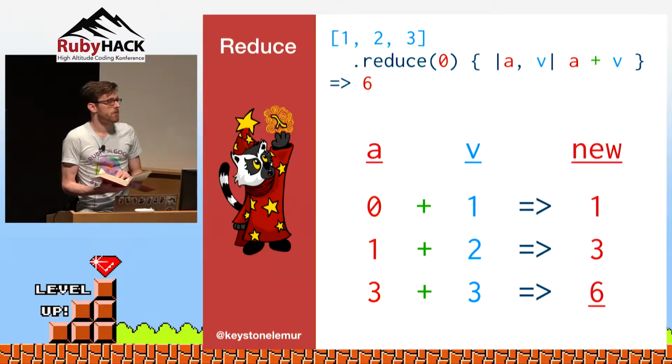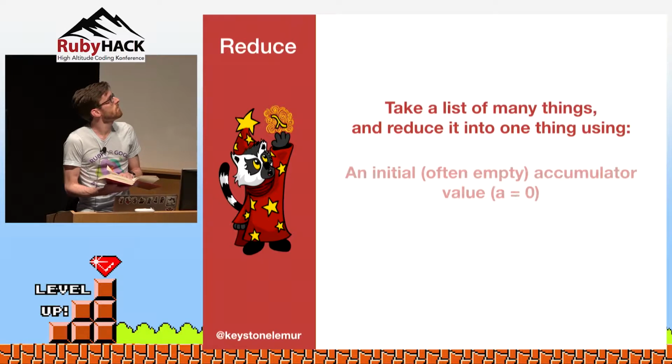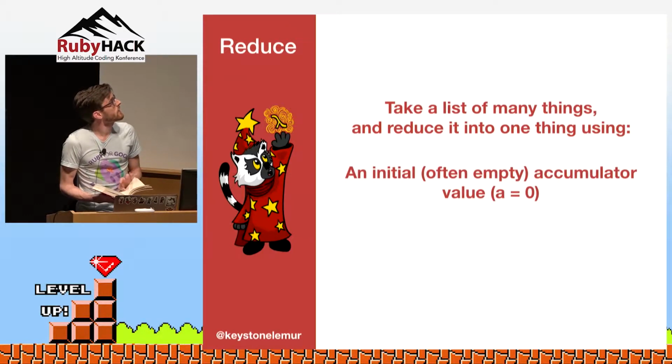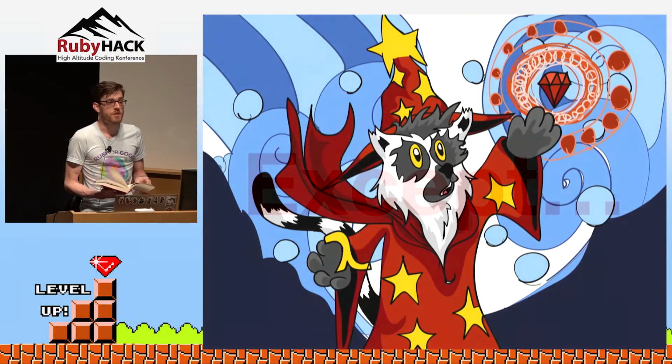So this is rather boring, though, and I promised you an illustrated talk, so we're going to get into that. So to reduce is to take a list of many things and reduce it into one thing using an initial, often empty accumulator value, like A is 0, for instance, and a way to join those values together. So, of course, now this makes us masters of functional programming.